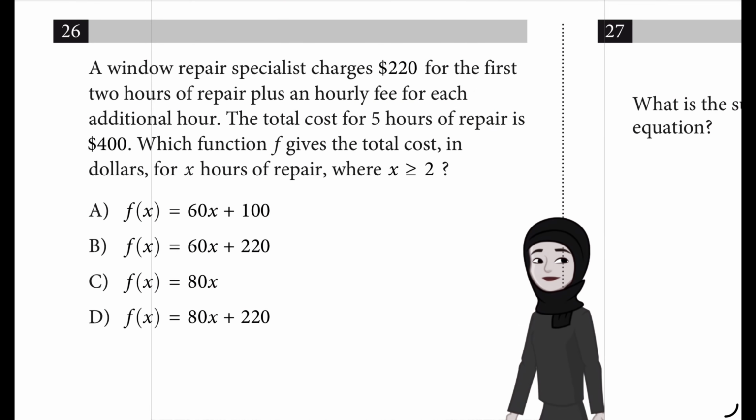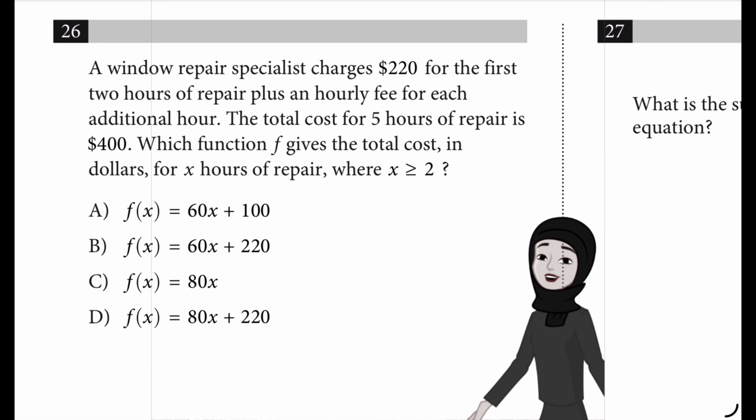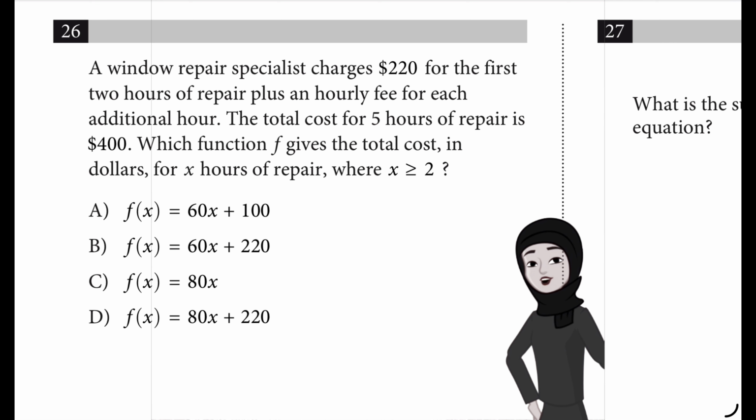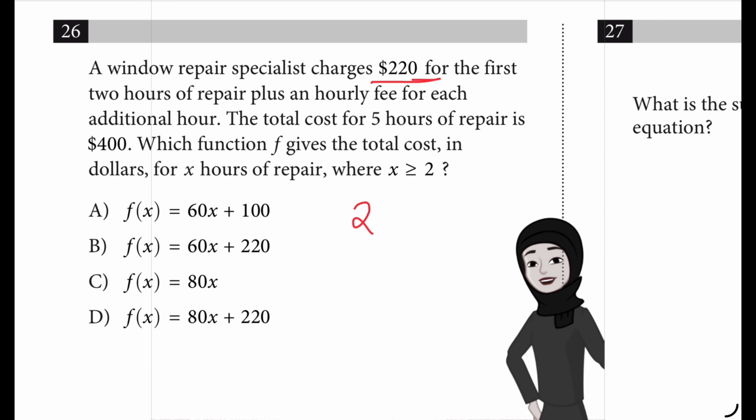Question 26. A window repair specialist charges $220 for the first 2 hours of repair plus an hourly fee for each additional hour. The total cost for 5 hours of repair is $400. Which function f gives the total cost in dollars for x hours of repair where x is greater than or equal to 2? So at the moment we know that for the first 2 hours it is 220.